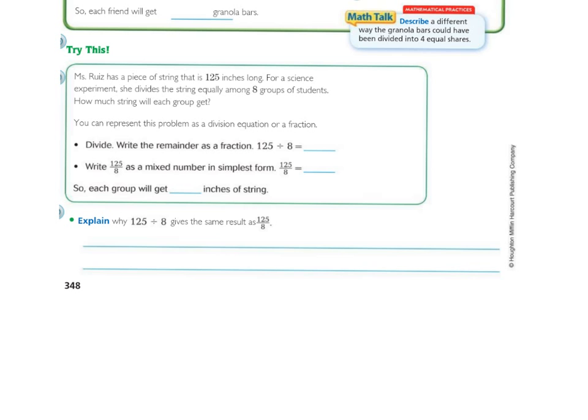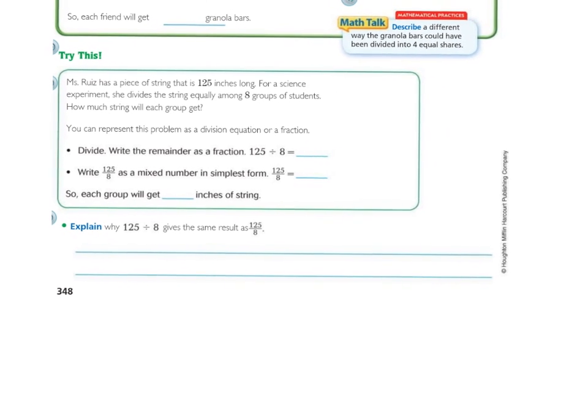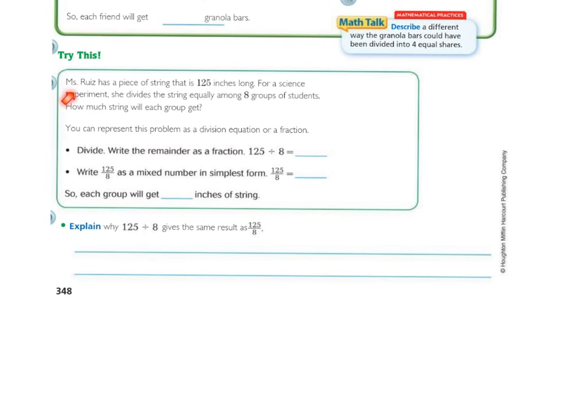Okay, let's try this. Miss Ruiz has a piece of string that is 125 inches long. For a science experiment, she divides the string equally into 8 groups of students. How much string will each group get? You can represent this problem as a division equation or a fraction. So first we're going to divide and write the remainder as a fraction, 125 divided by 8.